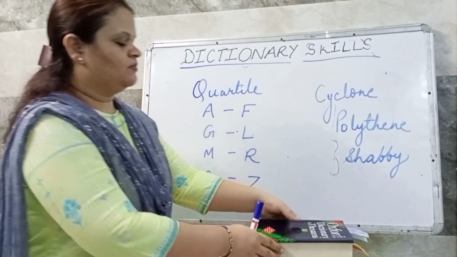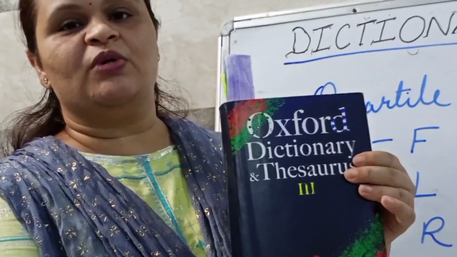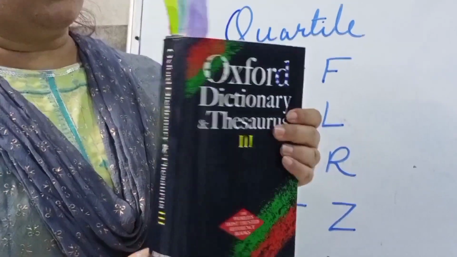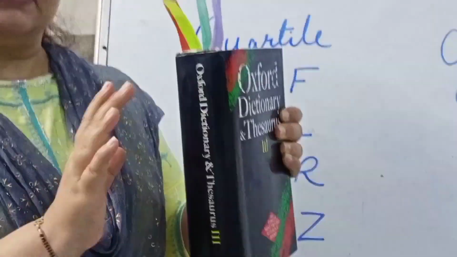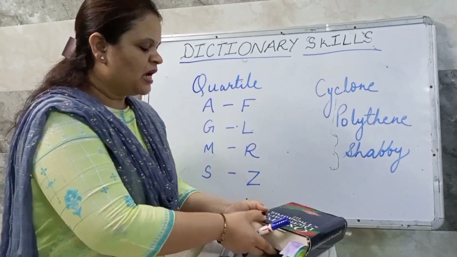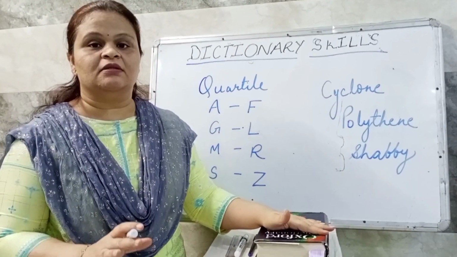Fine? See, this is the dictionary. This is the monolingual dictionary, Oxford Dictionary, English to English. See what I have done. I have divided my dictionary into 4 quartiles. I'll show you. Now, by doing that, your work will be easier.